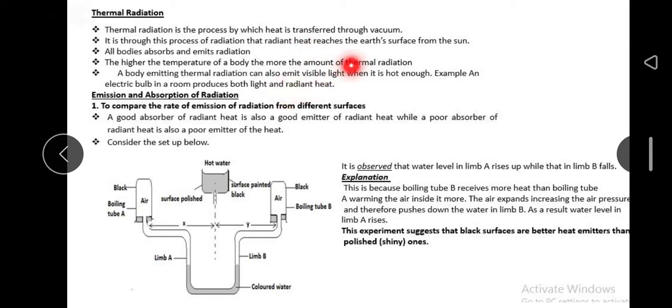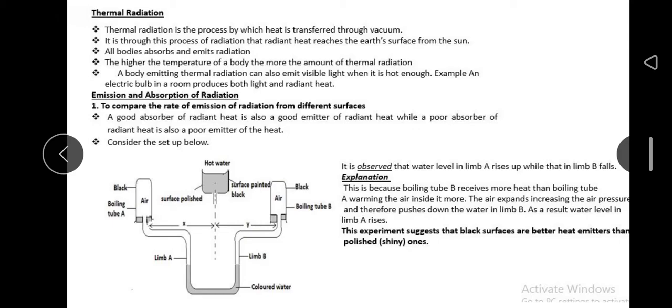We also say that a body emitting thermal radiation can also emit visible light when it is hot enough. For example, we have an electric bulb. Inside the electric bulb, we have a filament, or just a small coiled wire. When electricity passes through it, it heats up. The wire is heated up, and then it glows. When it glows, it produces light. I'm just trying to explain that point.